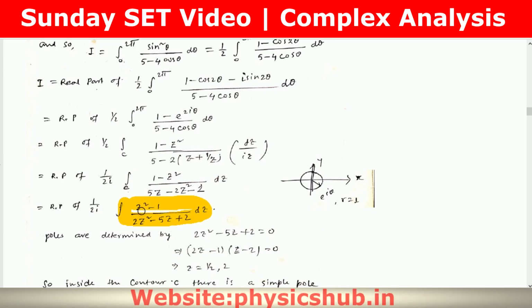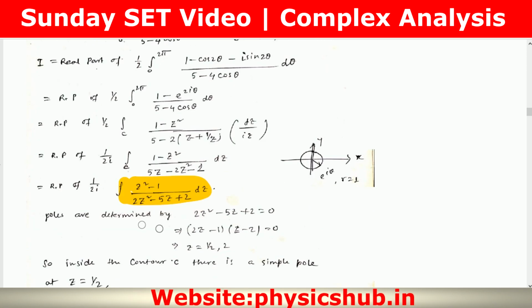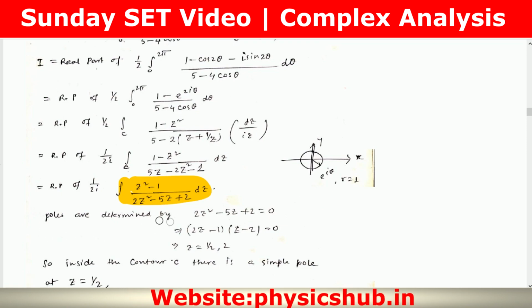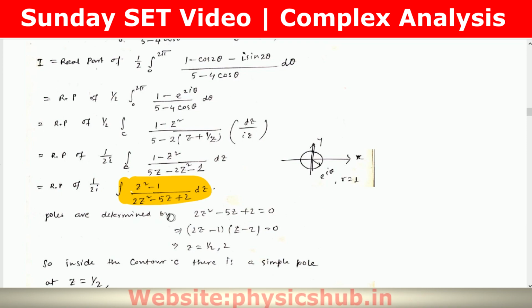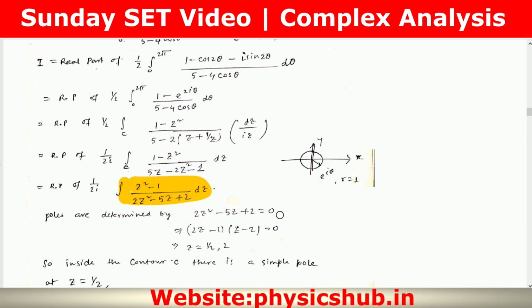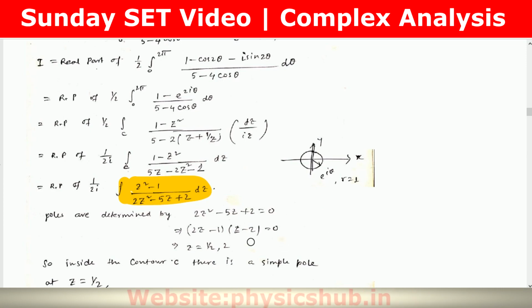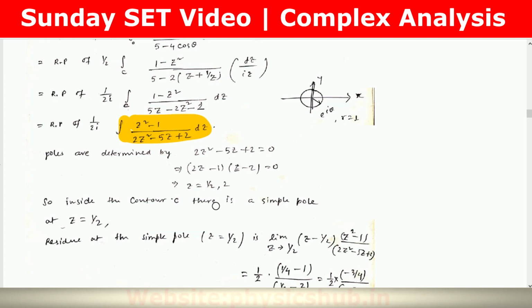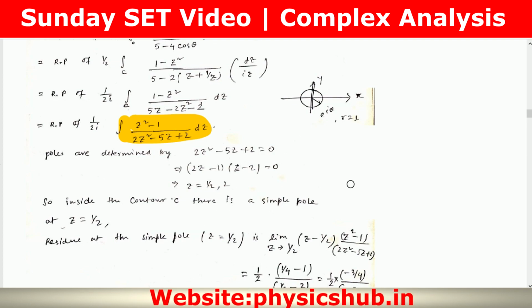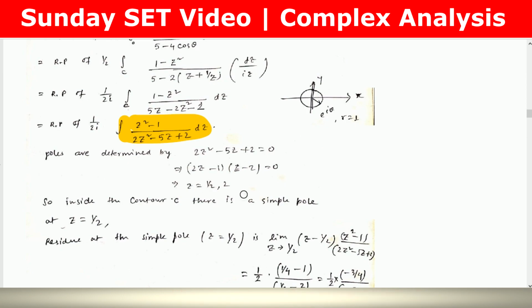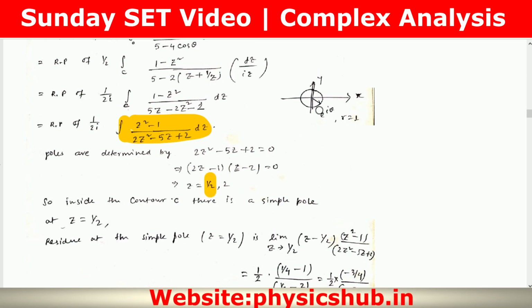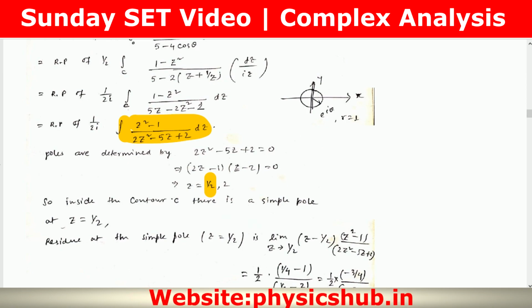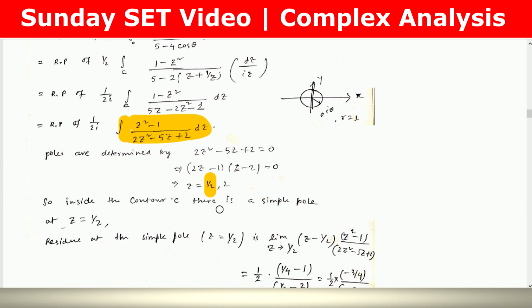Now we are very familiar with this form. We know how to find this integration. So first we determine the poles. Poles are determined by putting the denominator equal to 0. So 2z² − 5z + 2 = 0, and from here we get the two values of z as 1/2 and 2. Now we are considering the unit circle, so z = 1/2 will lie inside the circle and z = 2 will lie outside the circle. So we have to consider only z = 1/2 to evaluate the integral.